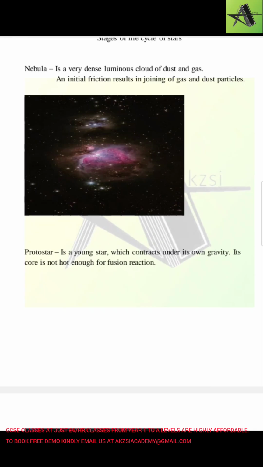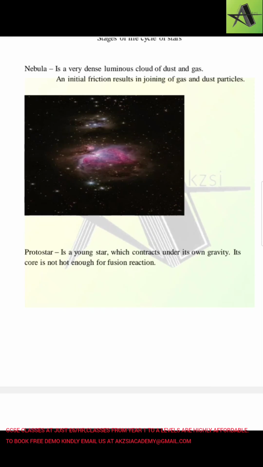And the first stage of the life cycle of a star, how it forms, we'll be studying from that part. Here you can see this picture is actually a picture of a nebula. A nebula is a very dense cloud of dust and gas. Like in space, dust and gas are scattered everywhere. Maybe they are the byproduct of a dead star, that is a supernova, or there can be so many reasons that there is a whole cloud. They are scattered throughout.